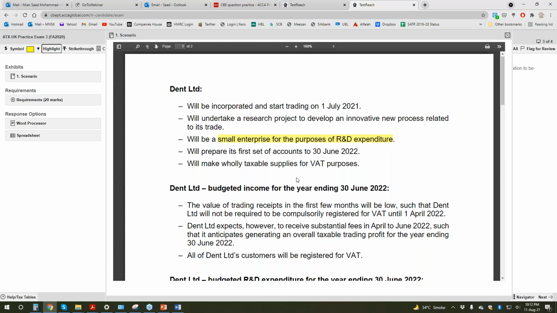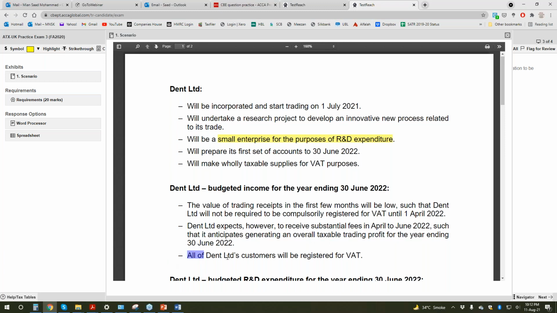The value of the trading receipts in the first few months will be low, such that Dent Limited will not be required to compulsorily register for VAT until 1st April 2022. That's fine. However, later on, Dent is expecting to receive substantial fees in April to June 2022, such that it's anticipating generating an overall taxable trading profit for the year ending 30th June 2022. All of Dent's customers will be registered for VAT.